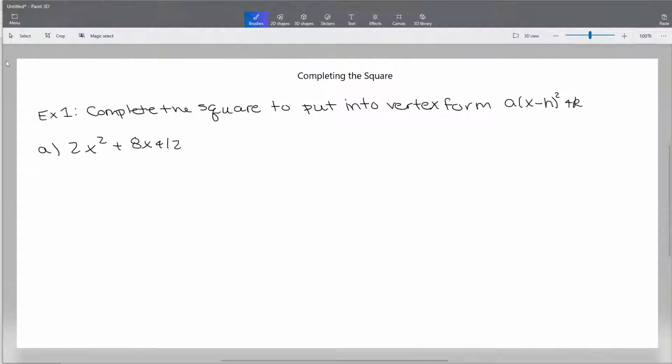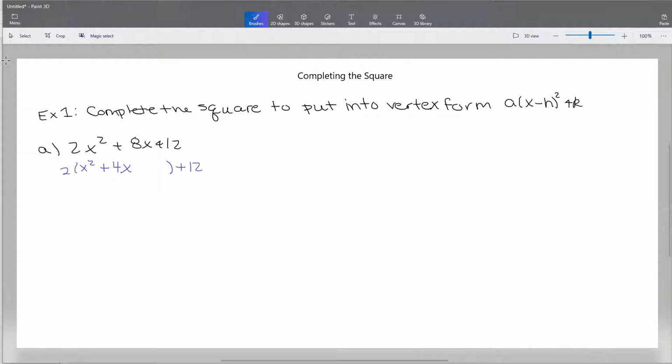Okay, so the first thing we want to do is factor out the leading coefficient, and this is really where the process differs from what we were doing in class, right? Before we didn't have anything to factor out, but now we are going to factor out this 2. So we're going to factor it out of x squared and 8x, and because this 12 is on the outside of the parentheses, we're not factoring out the 2.